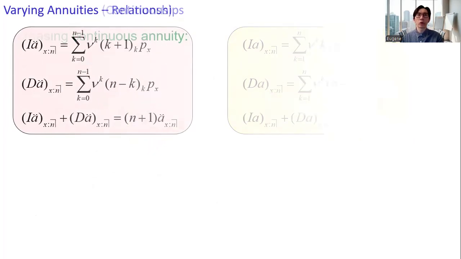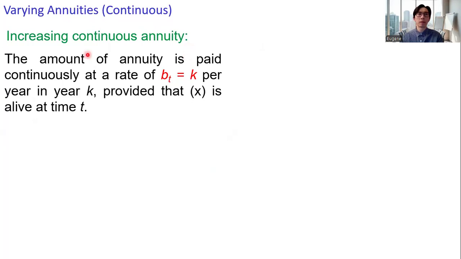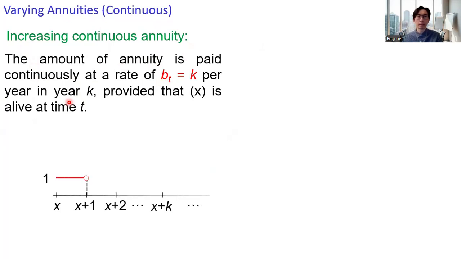Next, we move on to continuous annuity. There are two types of continuous annuity. The first one, we have an annually increasing continuous annuity. The amount of annuity is paid continuously, and the rate of the payment is k per year in year k. In terms of the diagram, in the first year, the payment rate is 1. In the second year of the policy, the payment rate is 2.